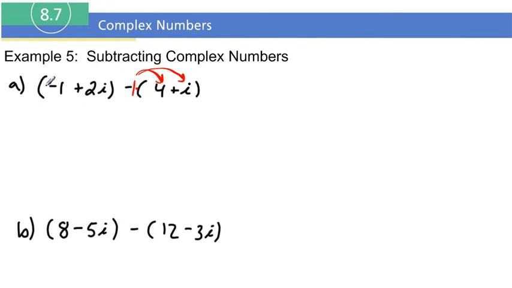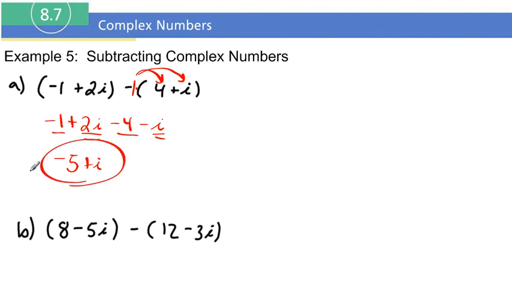Okay, so I'm going to just drop this down right here. -1 plus 2i, but then I'm going to do -1 times 4, which is a -4, and then -1 times a positive i is a -i. Okay, now we can combine like terms. -1 and -4. If I do -1 minus 4, that's a -5. And if I do 2i minus i, well, that's just going to be plus i. And that's the answer right there.